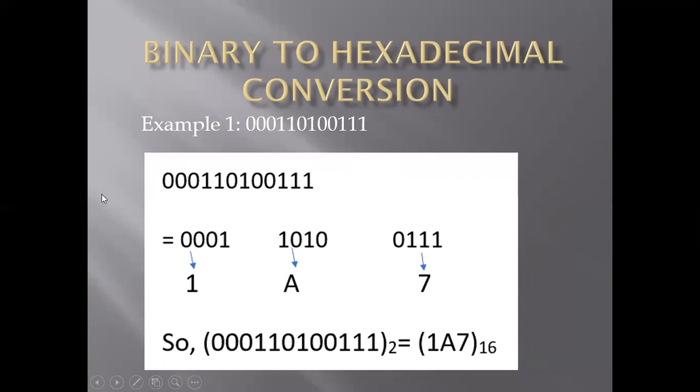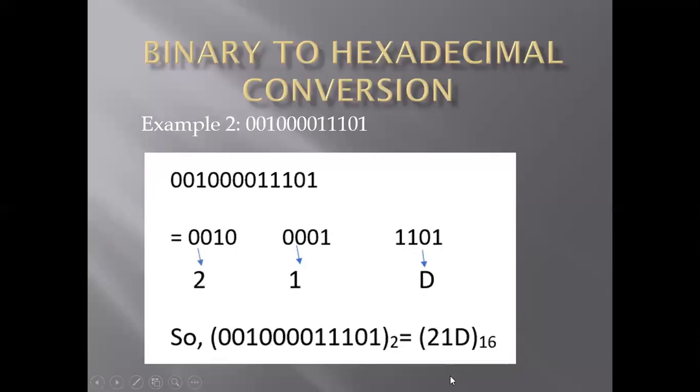000110100111. Right to left, combine 4 digits. Now write down these 4-digit groups separately, and then convert them into hex. So 0001, our hex is 1; 1010, our hexa is A; and for 0111, our hexa is 7. Now combine them, so our answer is 1A7.